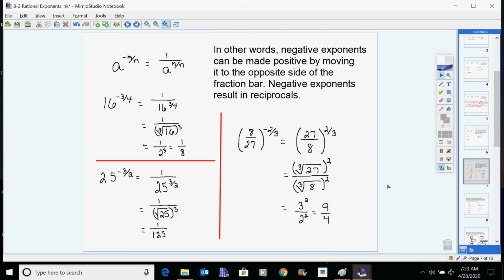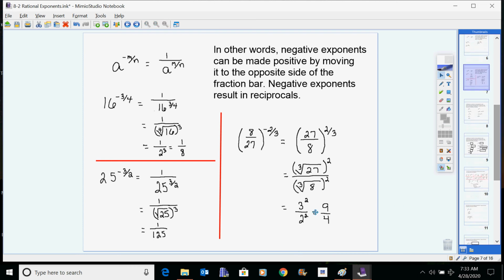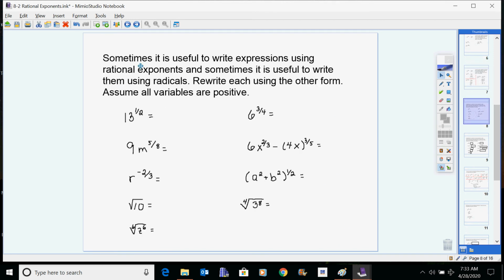So 9/4. You don't have to make it into a mixed number. As a matter of fact, it's better off as an improper fraction. And it is important to be able to go from one to the other. It's important to be able to take a fraction exponent and make it into its radical form, and to take a radical and make it into its exponential form. These things can help you simplify.